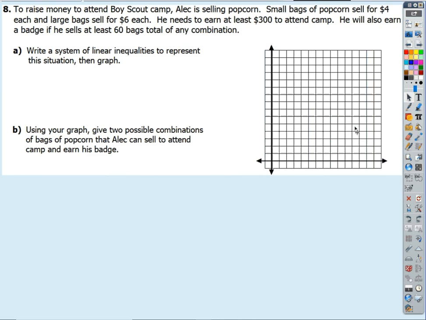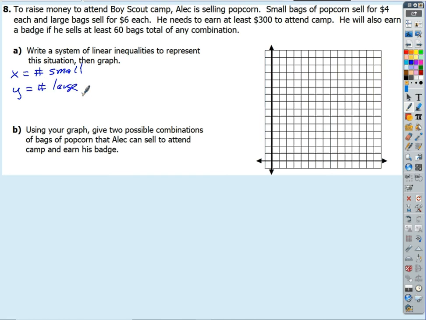So let's see, what are we going to do? We've got to set up some inequalities to model that. So what about the first part? Well, what are the unknowns here? Amount of bags sold, large and small. Number of bags sold, right? Because he's got to figure out how much he's making. He's got to make at least 300. We know the cost of each bag, but we have to know how many he's selling to determine how much he makes, right? So just like before, x equals the number of small bags, y equals the number of large bags.